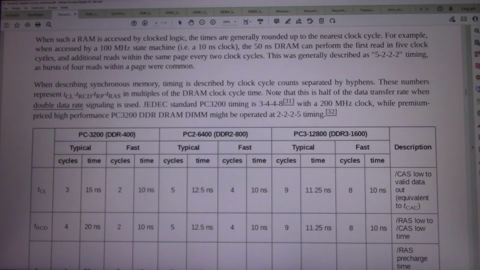JEDEC standard PC3200 timing is 3-4-4-8 with a 200 MHz clock, while premium-priced high-performance PC3200 DDR DRAM DIMM might be operated at 2-2-2-5 timing.